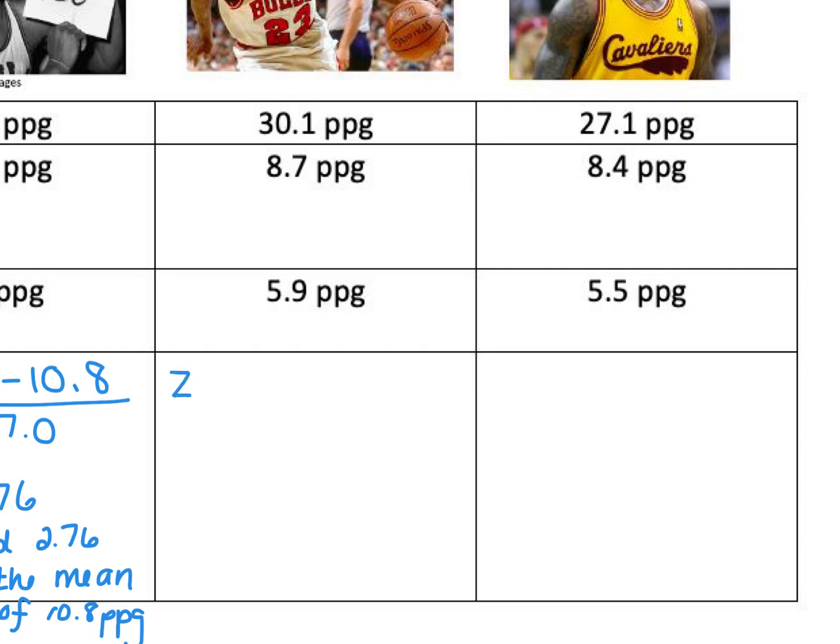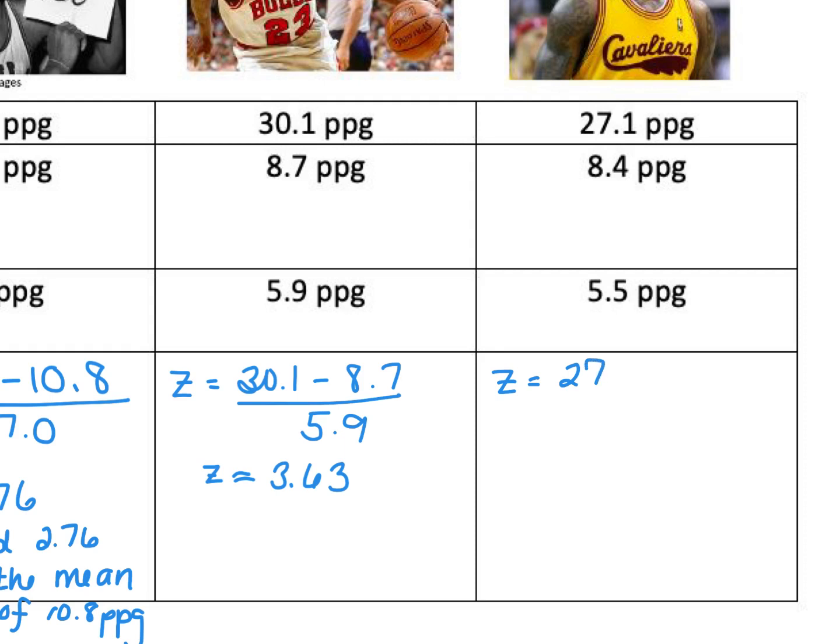So let's see how Jordan compares. Michael Jordan was scoring 30.1 points per game, subtract the mean for his decade, and divide it by the standard deviation. And I get a z-score of 3.63. So this is saying that Michael Jordan scored 3.63 standard deviations above the mean of 8.7. And now let's check out LeBron. He was 27.1, his data value, minus the mean, divided by the standard deviation. And that gives me a z-score of 3.4. So again, he's scoring 3.4 standard deviations above the mean.